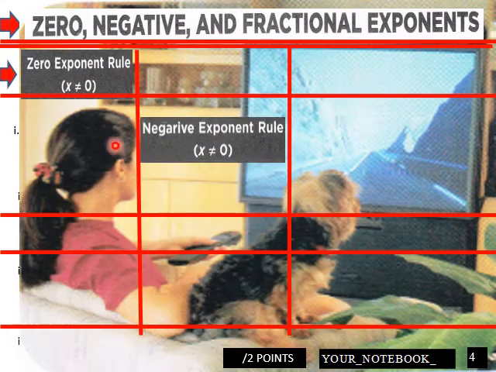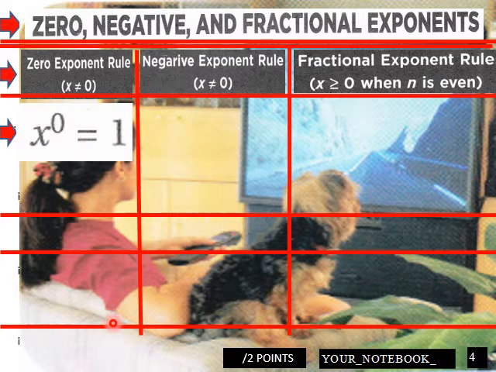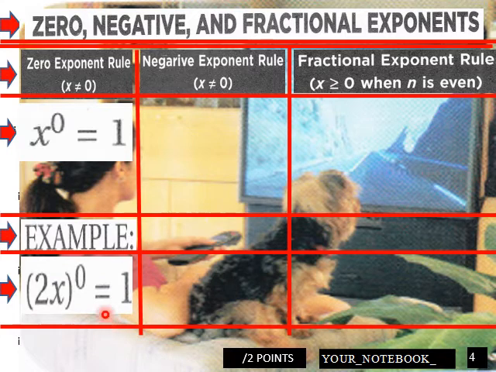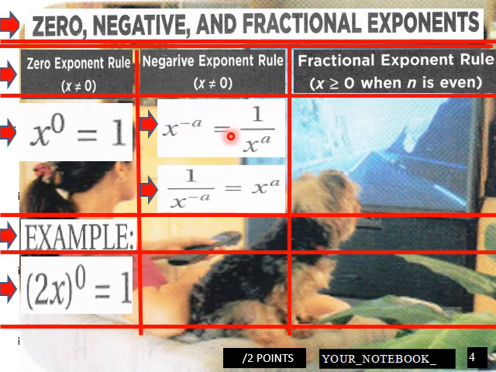Zero, negative, and fractional exponents. Zero exponent rule, negative exponent rule, and fractional exponent rule. X to the 0 would equal 1. Example, 2 to the x to the 0 power would equal 1. Negative exponent rule, x to the negative a. So 1 over x to the negative a equals x to the a. It reciprocates this to this, and it reciprocates this to that.